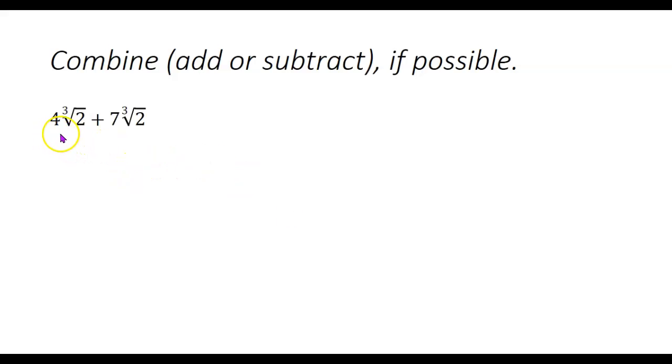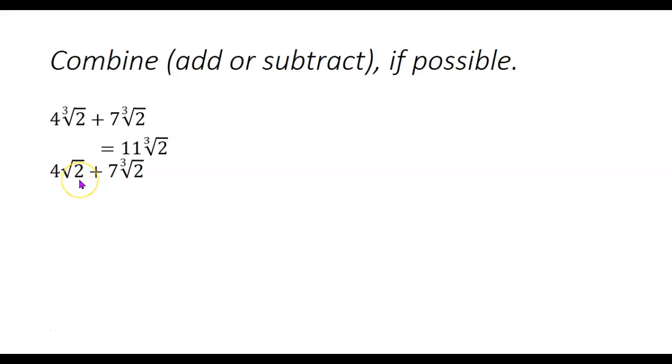Next example, 4 times the cube root of 2 plus 7 times the cube root of 2. Are these like radicals? Are the radical parts the same? Yes, they are. So we can combine these into 11 times the cube root of 2. The radical part stays the same, and the 4 plus the 7 add up to 11. Just like 4x plus 7x would equal 11x, 4 cube root of 2 plus 7 cube root of 2 equals 11 cube root of 2.